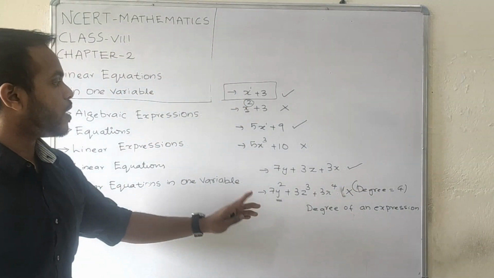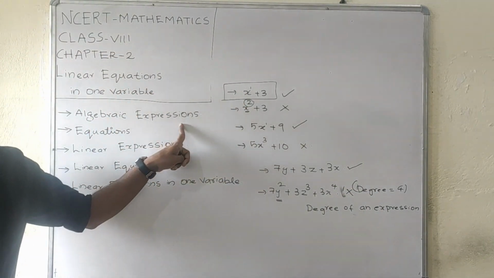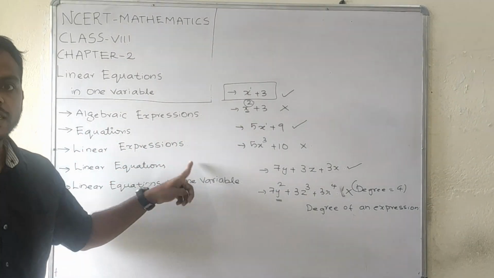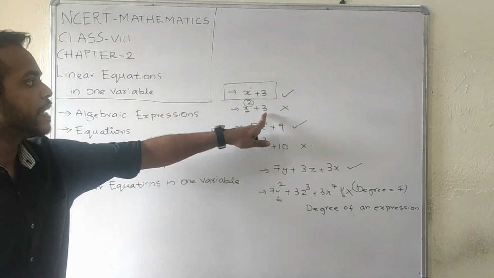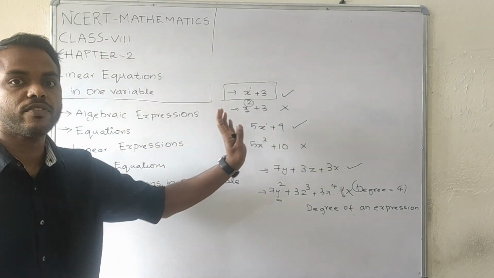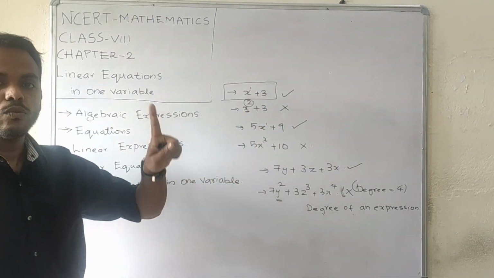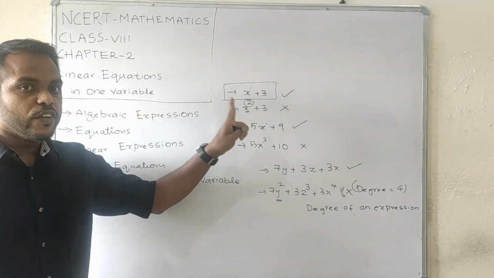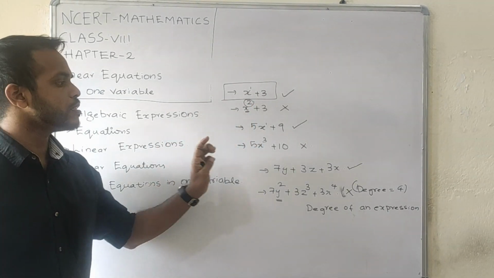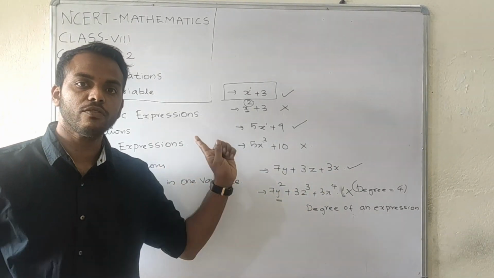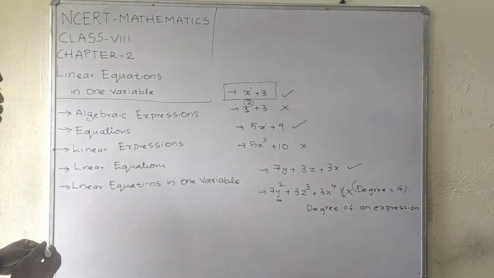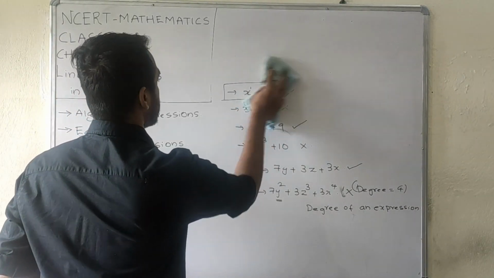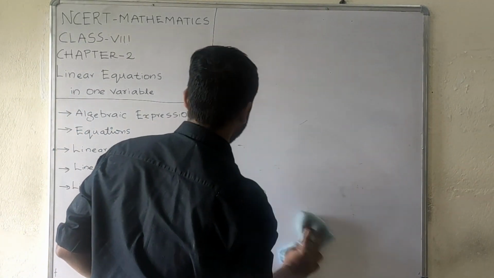Now we have learned what are algebraic expressions, what are equations, what are linear expressions. Linear expressions are the expressions in which the highest power of the variables is 1, or simply the degree of the expression should be 1. Now let's see what is the last part. Okay, linear equation. One more part over there.